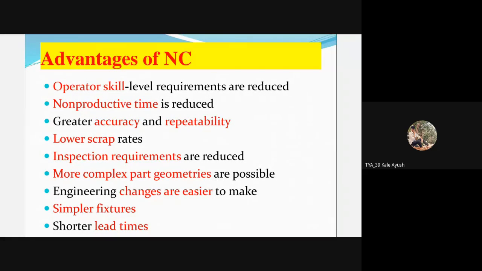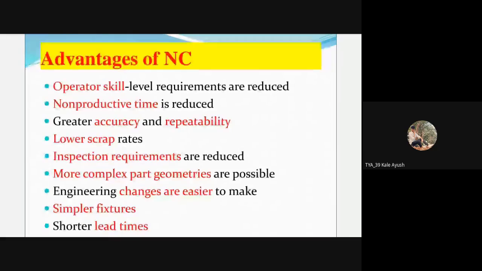Engineering changes are easier to make. What is engineering? You should know it better than me. Engineering changes is nothing but whatever the different parts related to the engineering. Measurement, again whatever the strength, whatever the capacity, whatever the construction, whatever the structure, all these are whatever the analysis. Now this is all drawing also. These are the engineering parts.